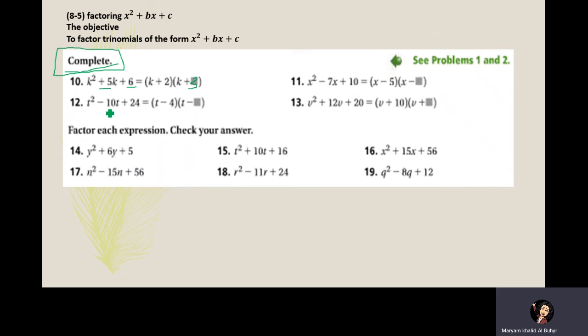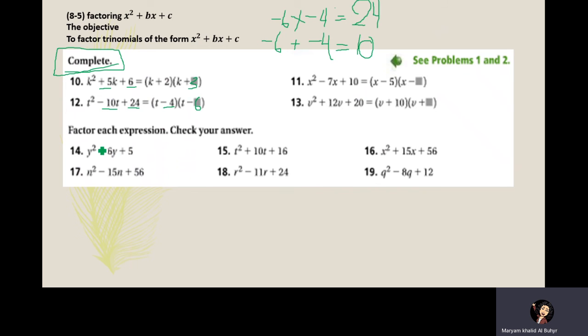Let me give you more exercise. Again here, they gave me -10, and here they gave me -4, and I need 24. So we already tried it before, which is 6. -6 times -4, you will get 24 positive. While if you add them, you will get -10. So -6 minus 4, you will get -10.